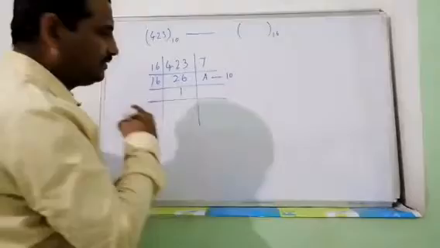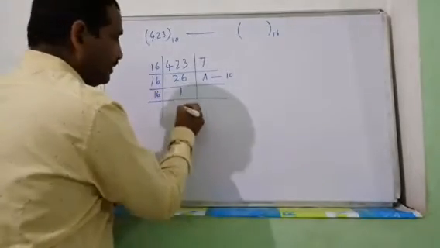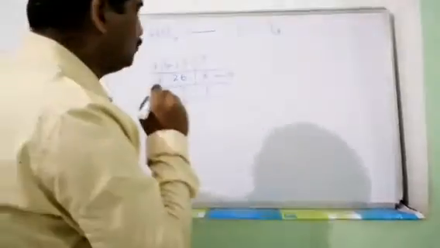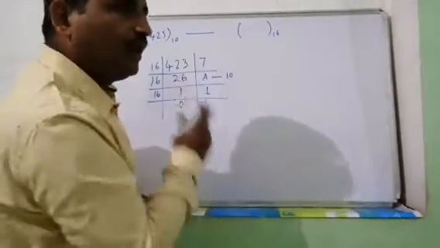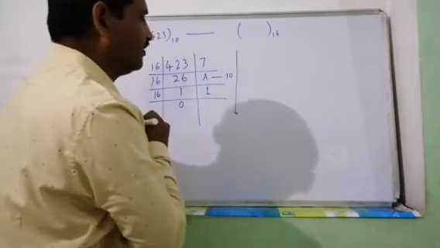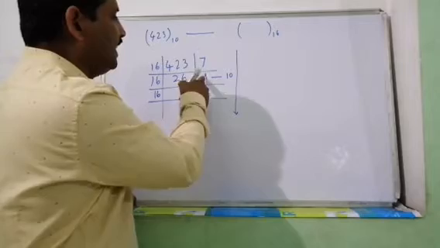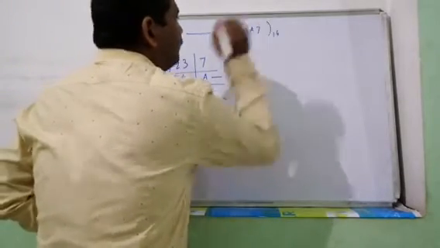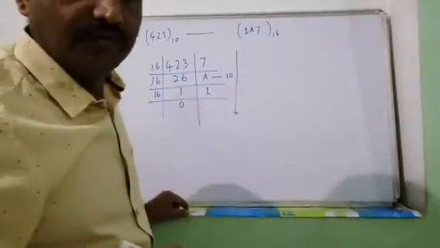Again we have to divide 1 by 16. The remainder will be 1 and the quotient will be 0. We have to read from LSB to MSB. So this is the process from LSB to MSB. So it will be 1A7. 1A7 in the hexadecimal number system.